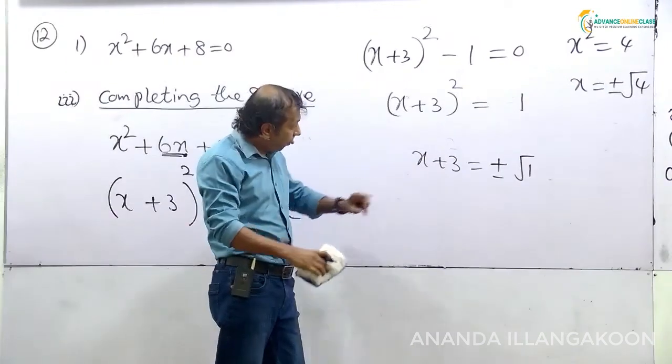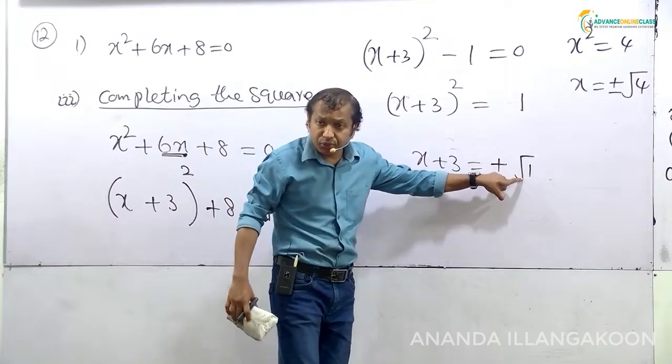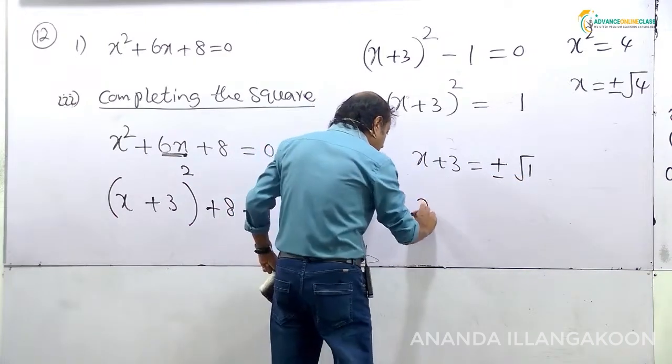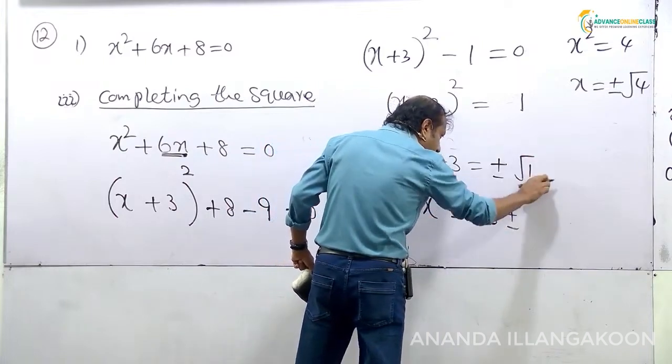Okay? Meantime, taking this plus 3 to the right hand side, take the square root of 1. What is the square root of 1? Square root of 1 is 1. Yes. Then we get what, people? Take this right hand side: minus 3 plus or minus square root of 1, which is 1.